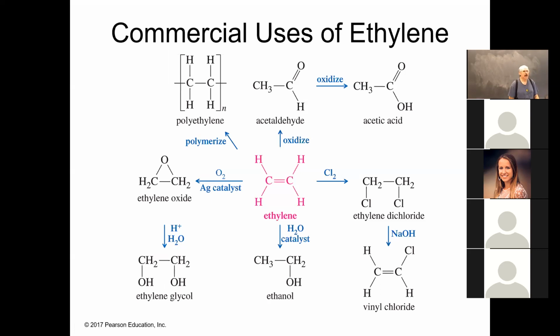Ethylene glycol is a major component of antifreeze and coolant that's used in cars. Okay, we'll talk more about ethylene glycol in our chapter on alcohols. Ethylene can also be converted to ethanol. And ethanol is, of course, a fuel and a solvent. The other way to produce ethanol is by fermentation of sugar using yeast.